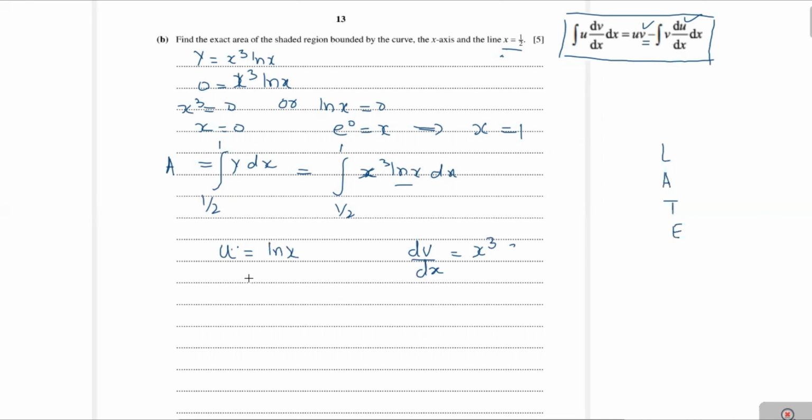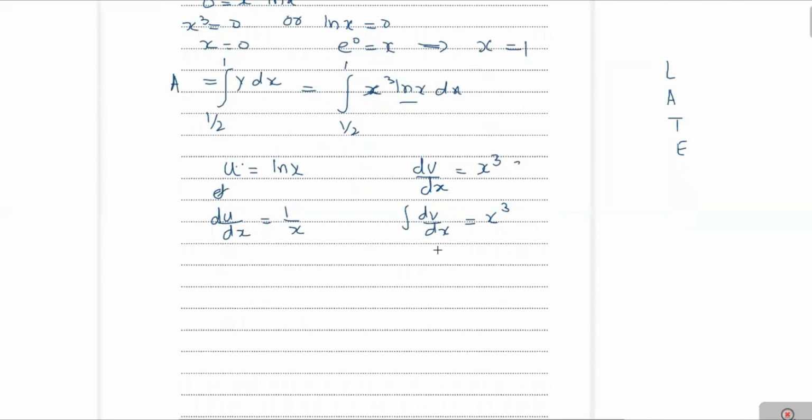v du over dx. Therefore we have to find du over dx. Now du over dx will be equal to 1 over x. You take the derivative, that value is 1 over x, and after integrating dv over dx, you can find v. Now we integrate it, and that value v will be equal to x to the power 4 over 4.